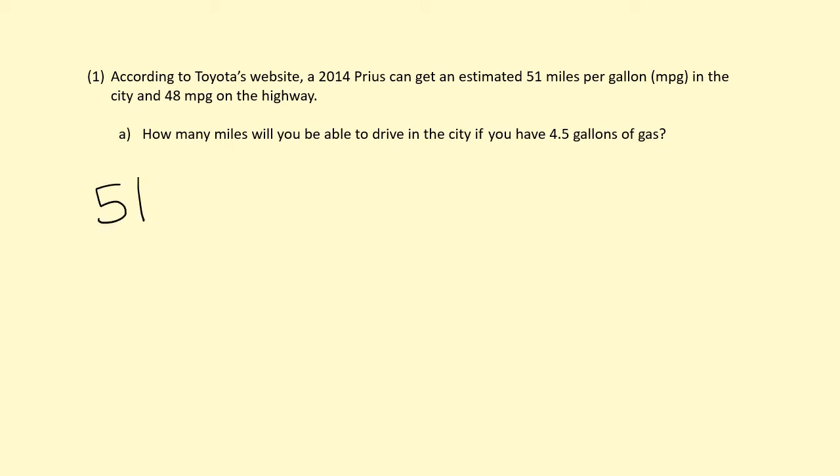That's the city mileage, and since we're driving in the city, that's the one we're going to use. So we get 51 miles for every 1 gallon. We can go 51 miles in 1 gallon. And the answer we want is just miles. So whatever calculations we need to do, our answer is just miles. Our answer isn't going to have anything to do with gallons.